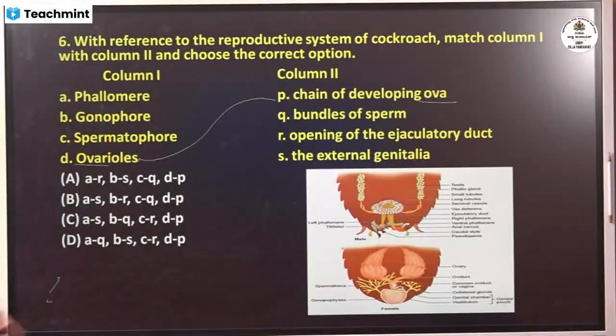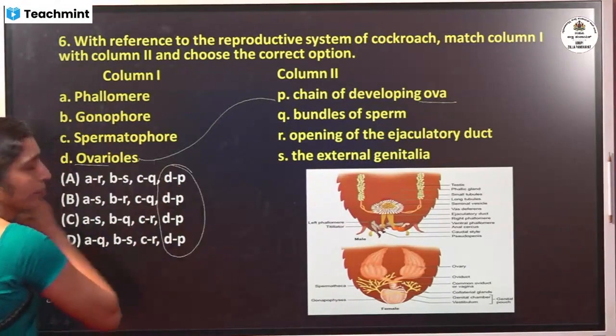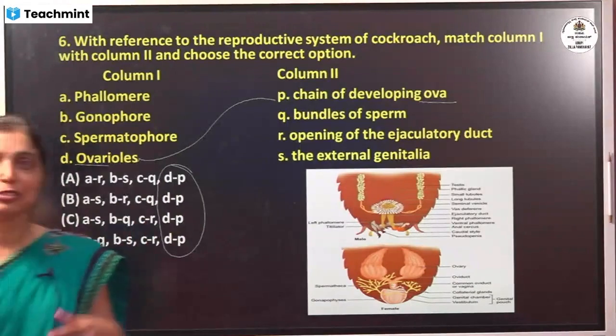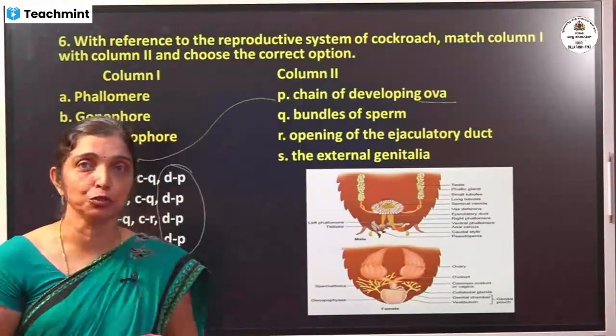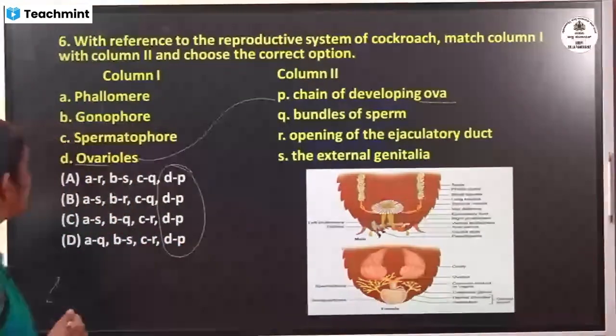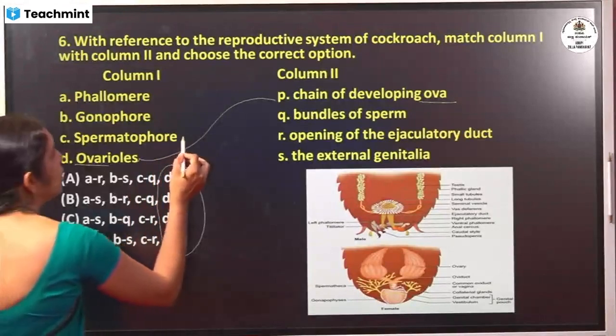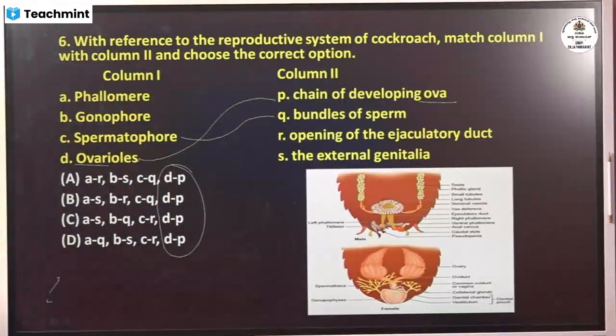But the problem, if you see with the options that you have over here in the matching, is all have D has P. Okay, so now it's a little confusing. So go for the next one that you know. Most probably the one that will give out the answer to you is your spermatophore, which is your bundles of sperm. So here itself you may get the answer.